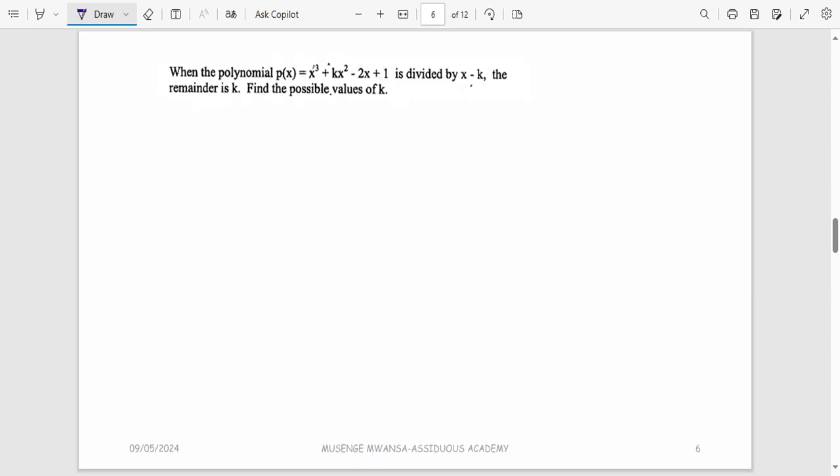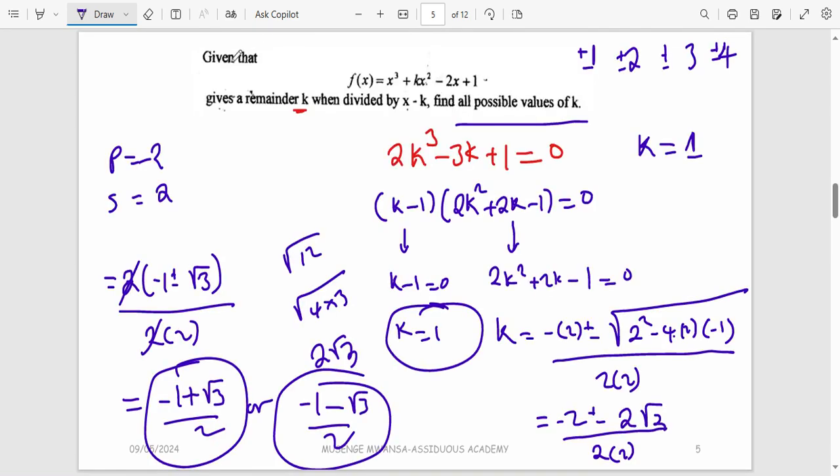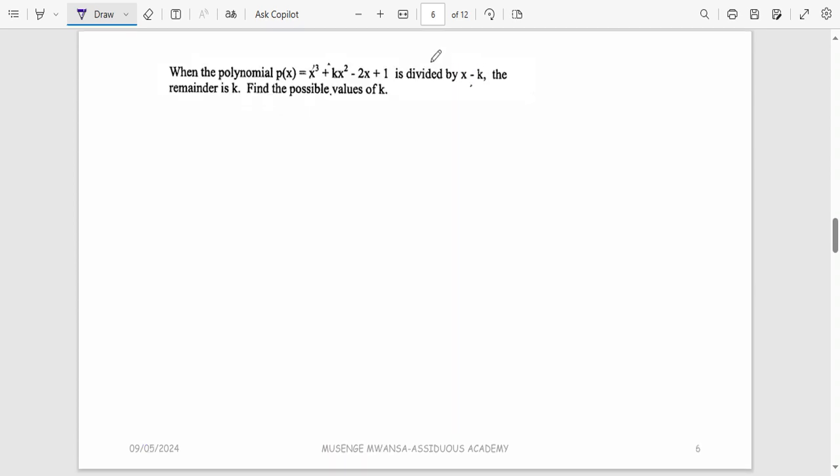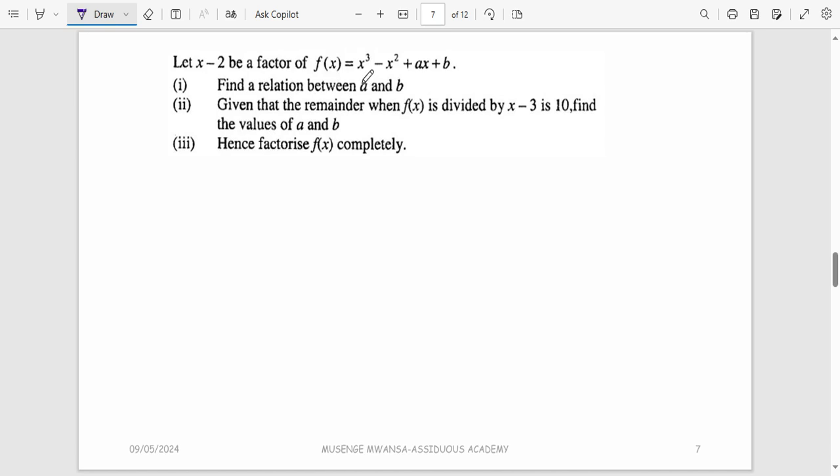Okay, this was the same question. Is there anything different? This is the same question, huh? This is coming from two different past papers, but you can see it's the same question. Exactly: x power 3 kx squared negative 2x plus 1. You can see two different past papers, the same question. This is how they do. They will just repeat questions.